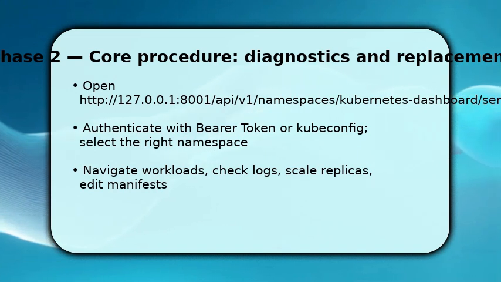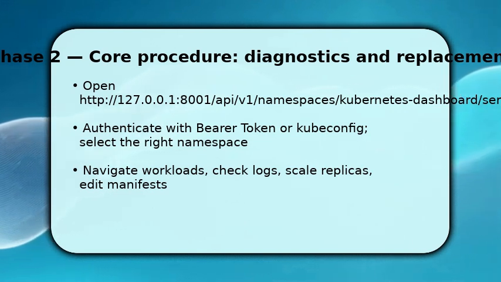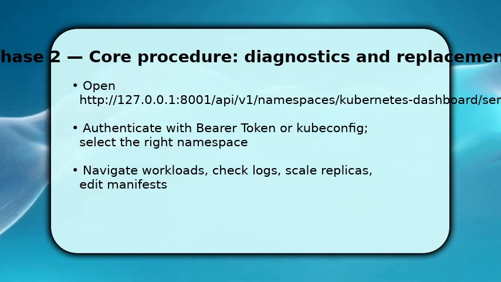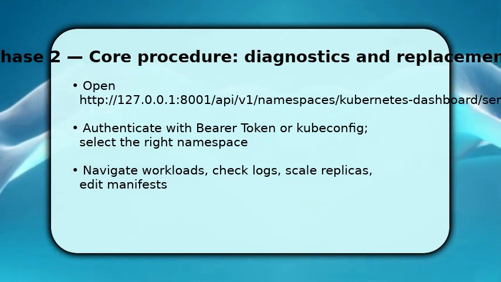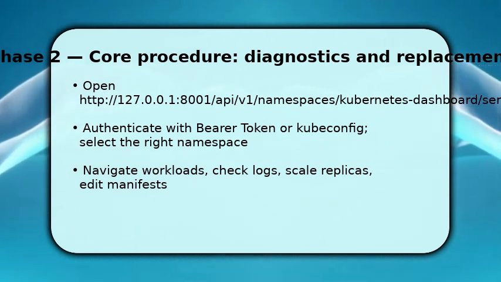Click a deployment to inspect pods, logs, and events. Use the scale control to adjust replicas and edit manifests inline to apply quick fixes. You do these steps to iterate faster than Kubectl apply cycles. Also, make sure to review role bindings when you lack permissions. Insufficient RBAC is the most common blocker.